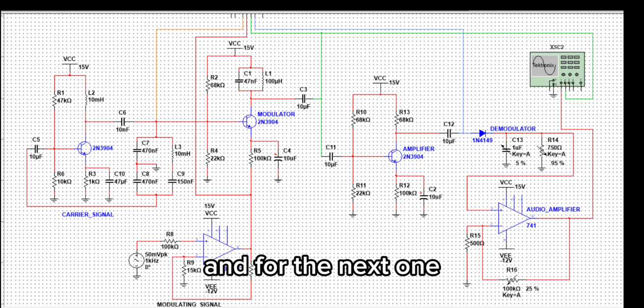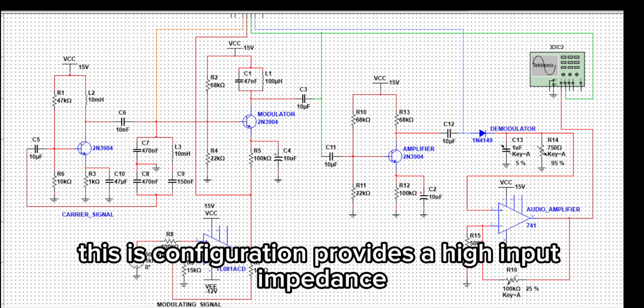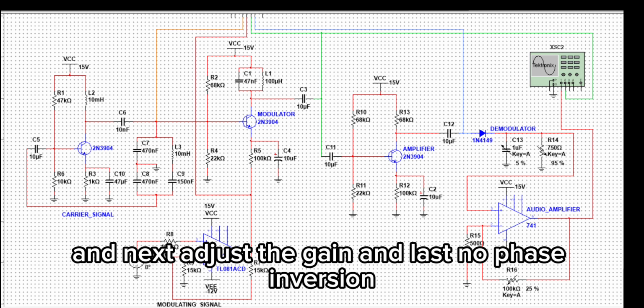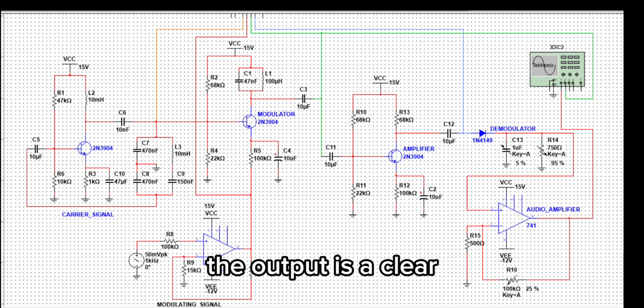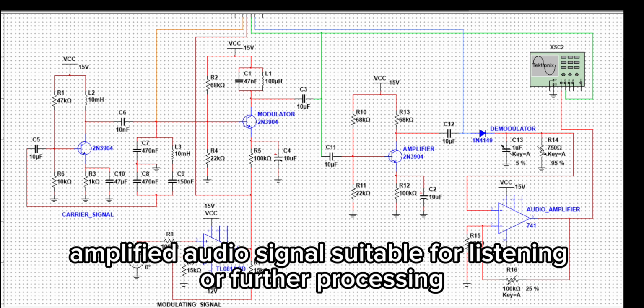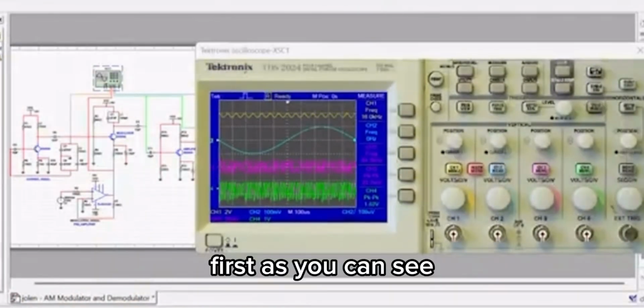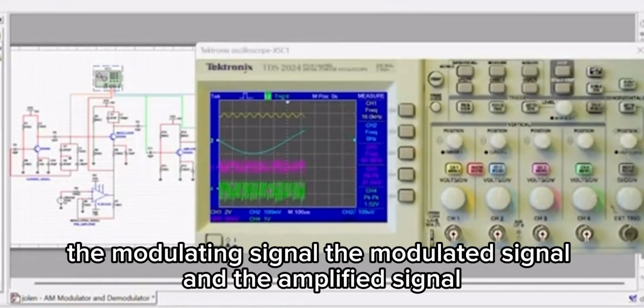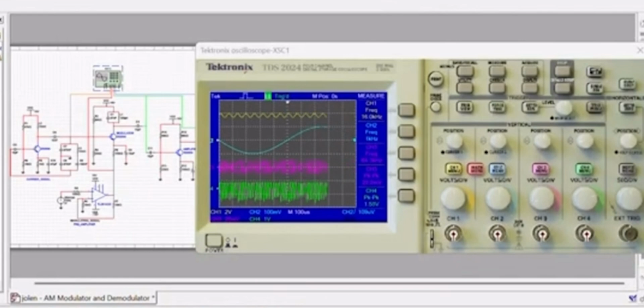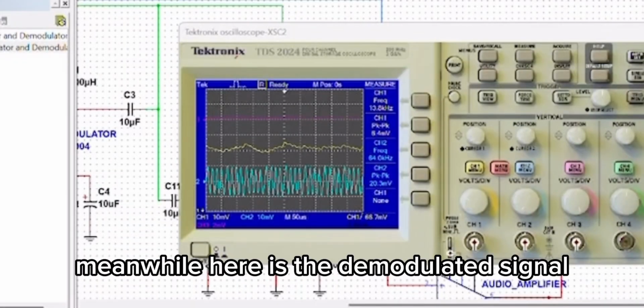For the next one, this configuration provides a high input impedance. And next, adjustable gain. And last, no phase inversion. The output is a clear, amplified audio signal, suitable for listening or further processing. Here is the video for the modulator. First, as you can see, there is the carrier signal, the modulating signal, the modulated signal, and the amplified signal, which is ready for transmission.